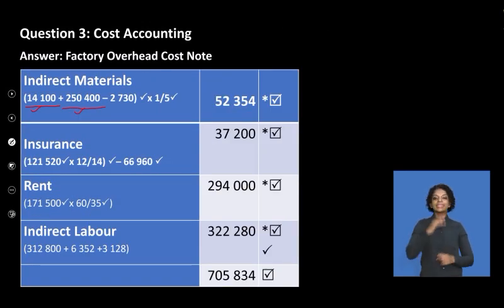Therefore, I say minus 2,730. Watch the calculation, guys. Opening stock plus purchases minus closing stock. However, it doesn't end there.